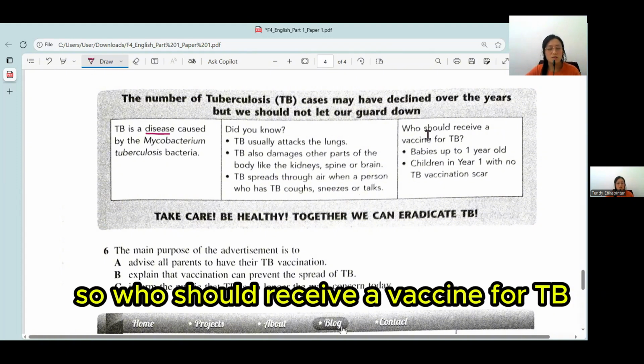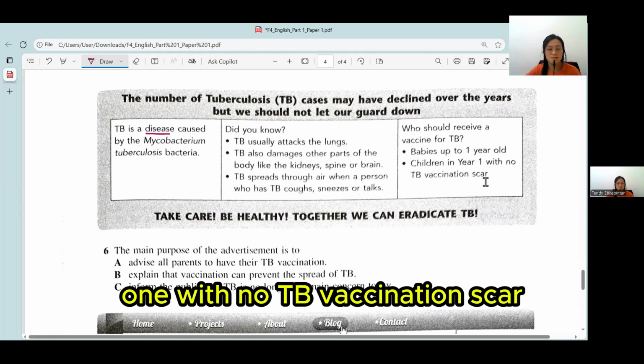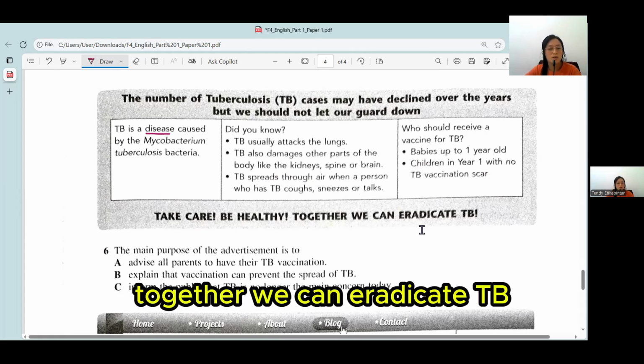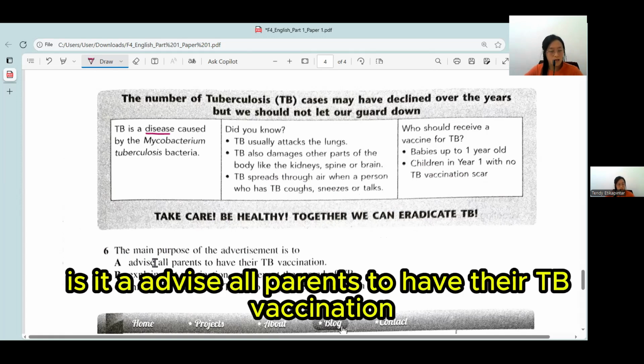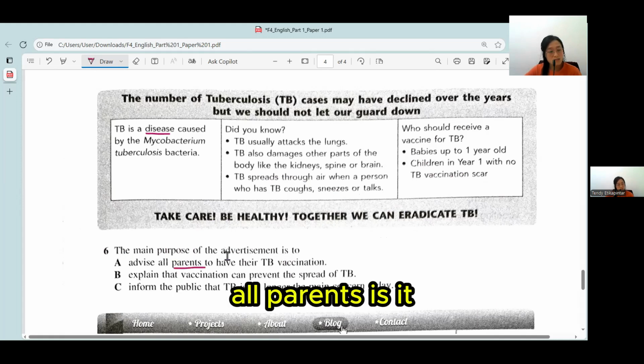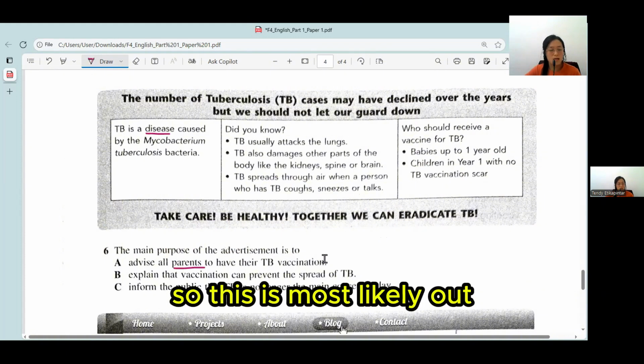So who should receive a vaccine for TB? Babies up to 1 year old, children in year 1 with no TB vaccination scar. Take care, be healthy, together we can eradicate TB. The main purpose of the advertisement is to, is it A? Advise all parents to have their TB vaccination. All parents? Is it? Here it talks about babies and children, but didn't really talk about parents. So this is most likely out.